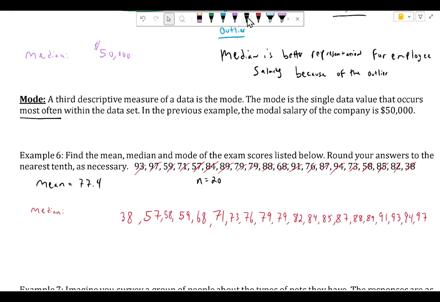All right, so now I have all my data values in ascending order. I missed a few of them. I missed 38 at some point. I missed 73 at some point. I need to move this stuff around.